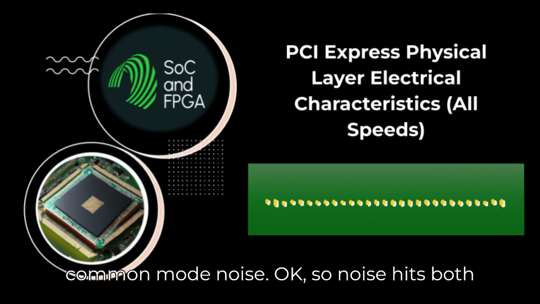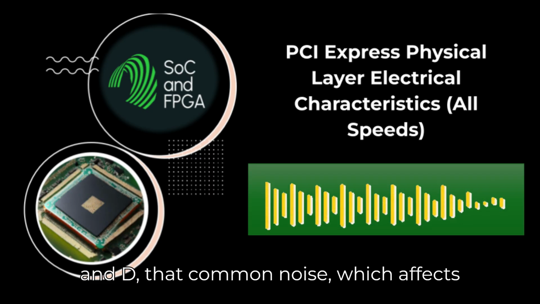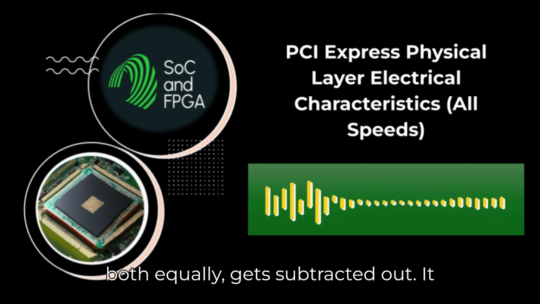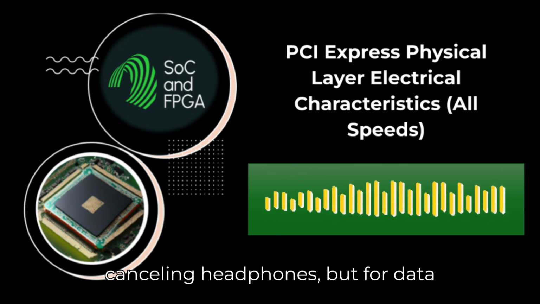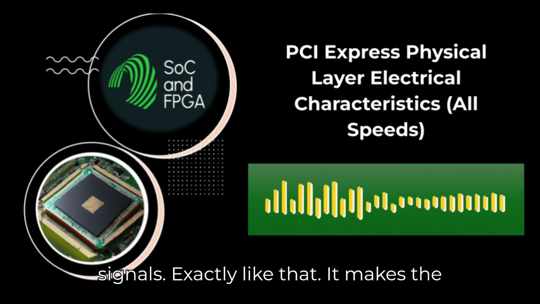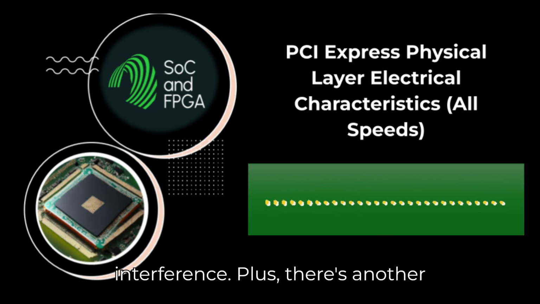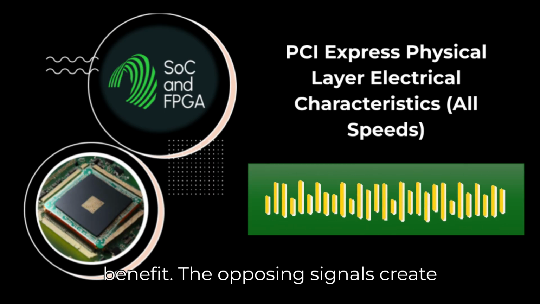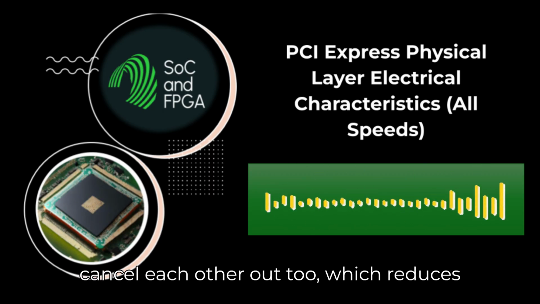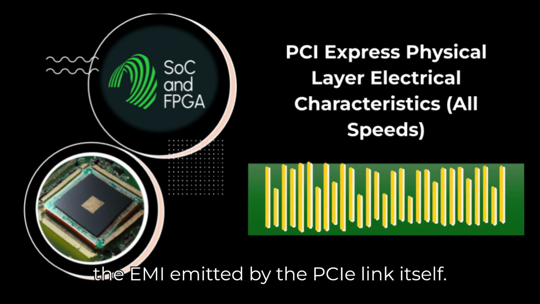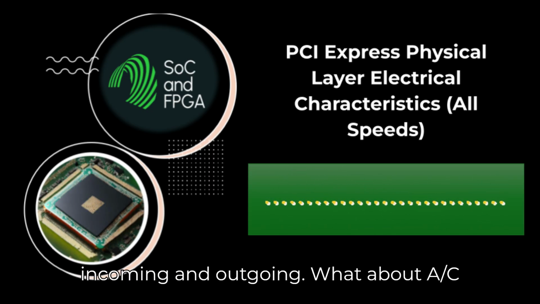Okay, so noise hits both wires. And since the receiver is only looking at the difference between D+ and D-, that common noise, which affects both equally, gets subtracted out. It just cancels. Brilliant. Like noise-canceling headphones, but for data signals. Exactly like that. It makes the link much more robust against interference. Plus, there's another benefit. The opposing signals create electromagnetic fields that tend to cancel each other out too, which reduces the EMI emitted by the PCIe link itself. So it's quieter electrically, both incoming and outgoing.